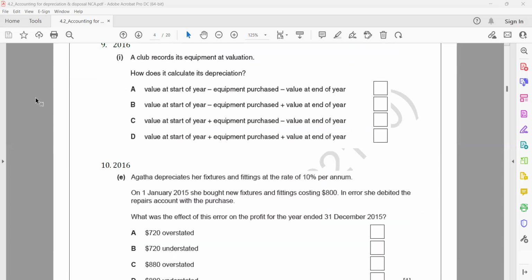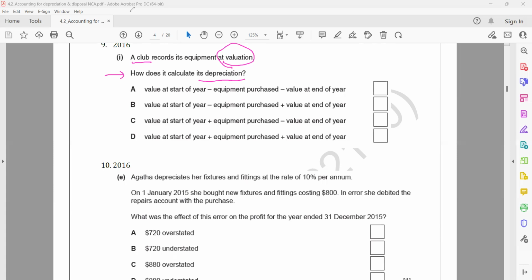Okay, here the club. Club you haven't learned yet, but this is like a normal business. The key thing is talking about the depreciation. So how are we going to calculate under the revaluation method? Just now I put in one of the questions for the revaluation. So what is the answer for it? One of the questions just now related to revaluation.